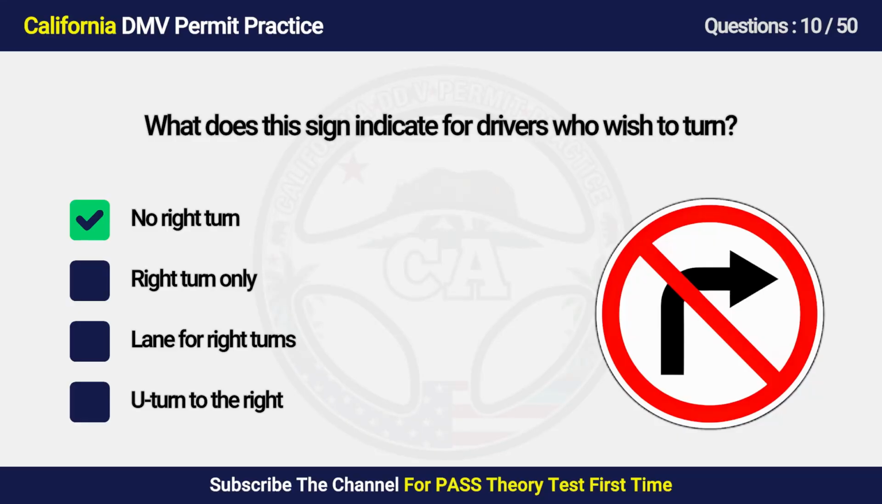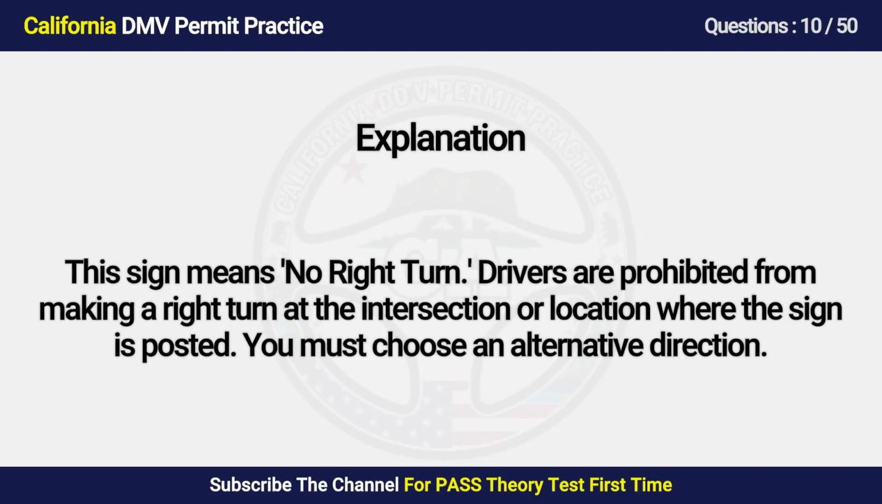Answer is A. No right turn. This sign means no right turn. Drivers are prohibited from making a right turn at the intersection or location where the sign is posted. You must choose an alternative direction.